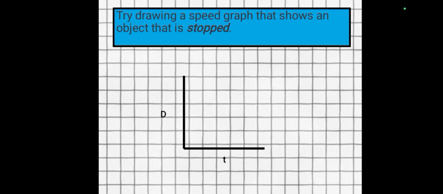Okay, next. Try to draw a speed graph that shows an object that is at rest or that stopped. And our slope here is, take note, as time goes by, the distance didn't change. It remained as is. It remained at rest. It is not moving. Otherwise, we could have seen that distance changes in a certain period of time. But in this example, as time goes on, the distance remains constant. That means it is not moving.